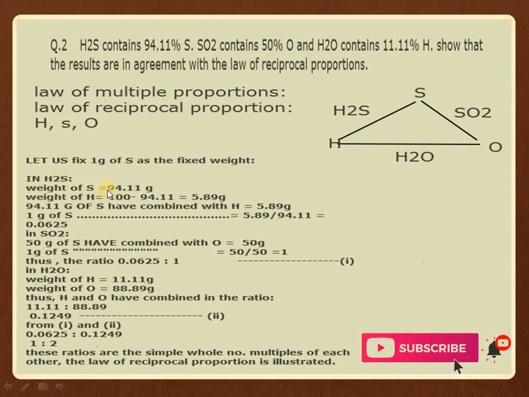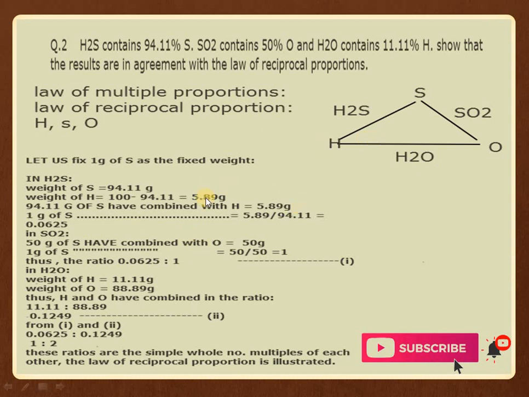The weight of sulfur is given as 94.11 gram, so the weight of hydrogen will be 5.89. So 94.11 gram of sulfur has combined with 5.89 gram of hydrogen. So 1 gram of sulfur has combined with 5.89 divided by 94.11 gram. Therefore, we get 0.0625. In SO2, we have 50 gram of sulfur, therefore the leftover 50 gram will be oxygen. So 1 gram of sulfur combined with 50 by 50, that will be 1. Therefore, the ratio will be 0.0625 ratio 1.